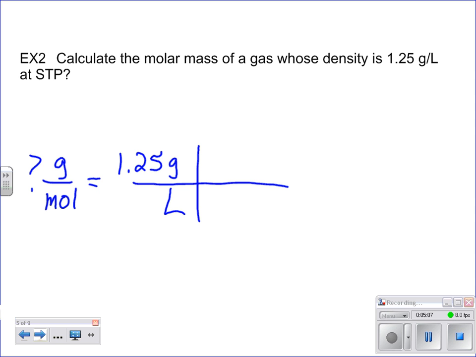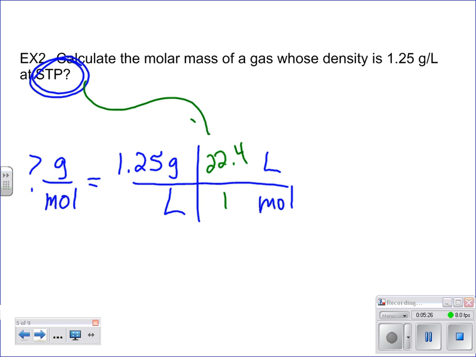Okay, so we've got grams in the numerator already. We want to make our liters go away and go to moles. And again, we've got this right here. So because of that, we can say 1 mole of the gas has a volume of 22.4 liters. This is only possible because it's at standard conditions. If it's not standard conditions, you cannot use that number.